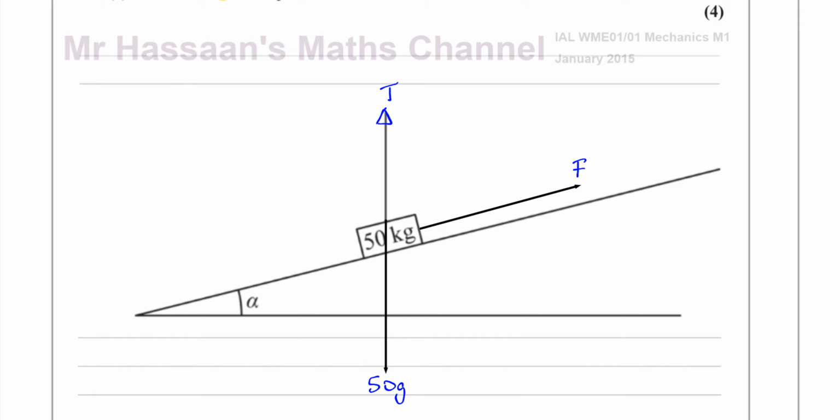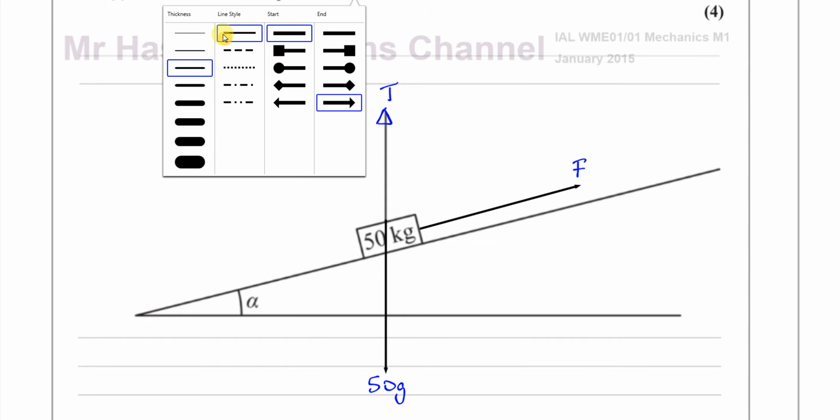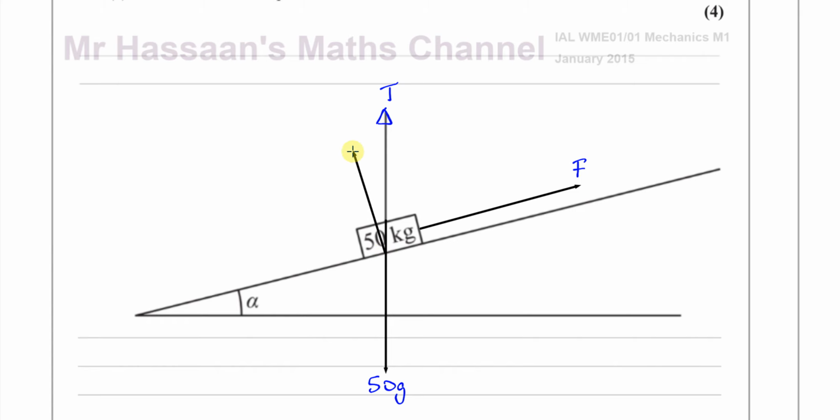And there's another force. When two surfaces are in contact with each other, you have a force called the normal force. The normal force acts perpendicular to the surface of contact, so it's going to act perpendicular to the plane. I'm going to call that the reaction force R.